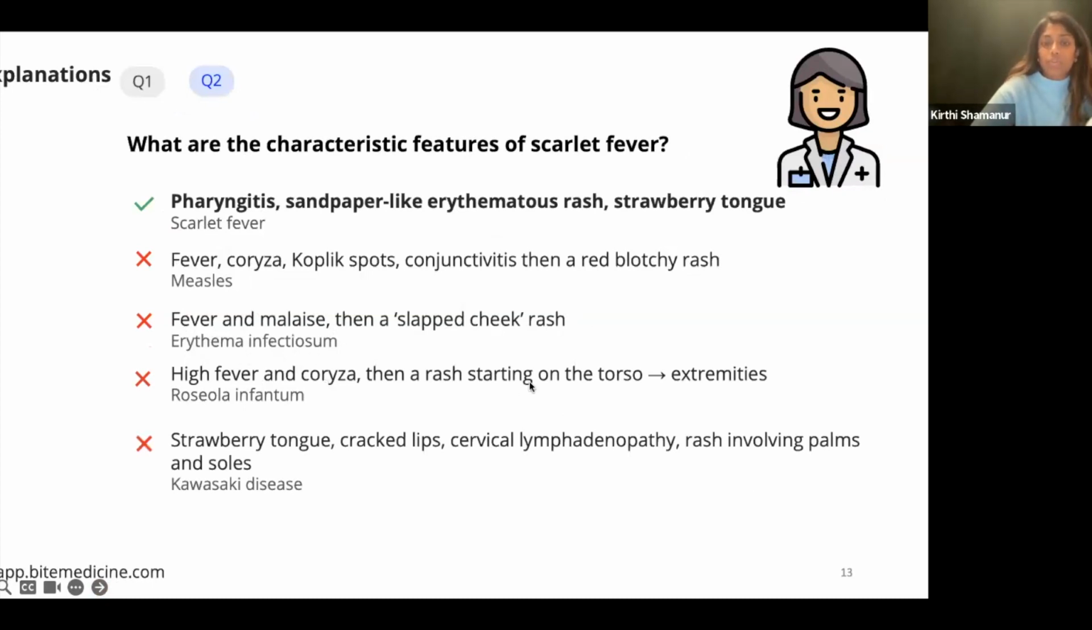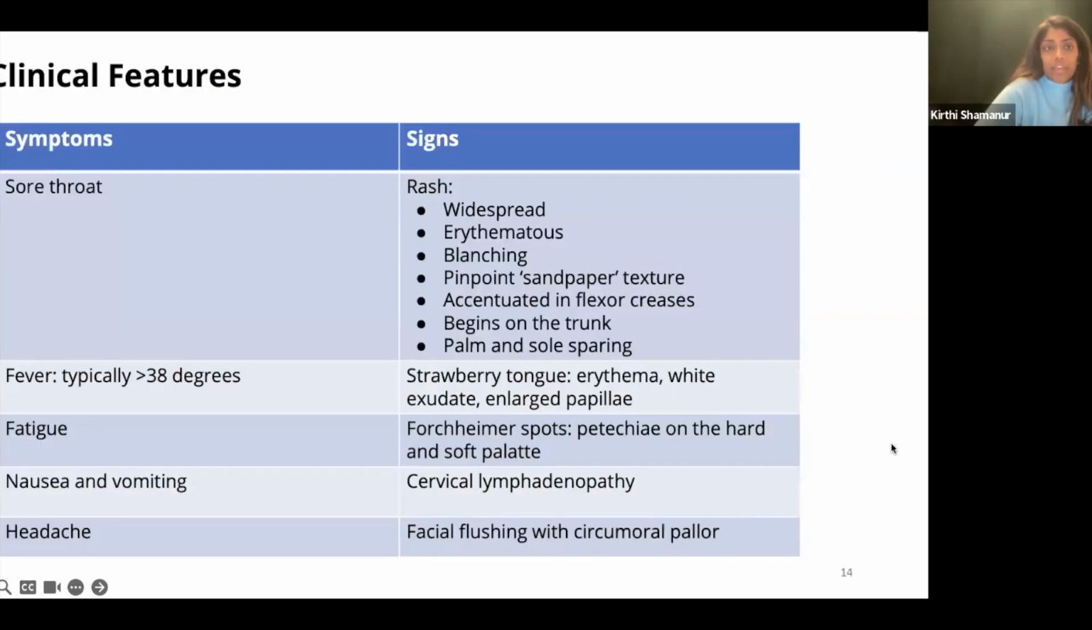And then you've got the rash starting from the torso to the extremities with the high fever and coryza. That's roseola infantum. And the last one with the cracked lips, similar with the strawberry tongue, because you get that also in scarlet fever, but you've got the lymphadenopathy and the rash, which is mainly your palms and your soles. That's Kawasaki. So going on to clinical features, so symptoms and signs, so symptoms, what the patient presents with.